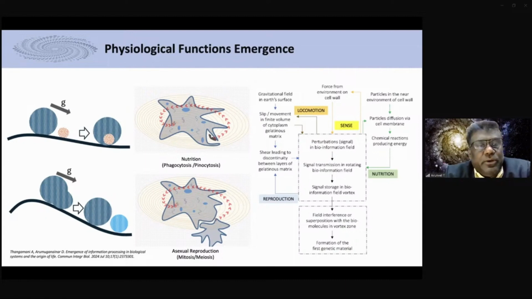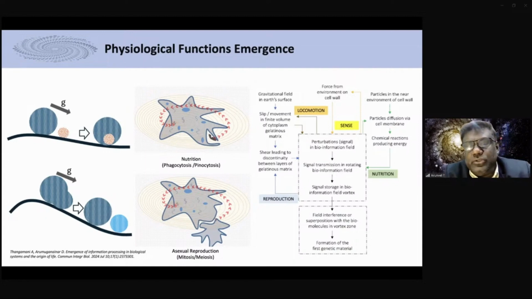And then the next step is reproduction. Reproduction is an extension of locomotion. With the same movement phenomenon, a local movement phenomenon inside the cytoplasm, if a shear occurs between two layers of the cytoplasm, and one layer moves faster than the other, causing discontinuity, such a discontinuity results in a part of the cytoplasm being shed away. And this is how the information vortex learns that a part of the cytoplasm can be shed away. The process is generally called asexual reproduction, or mitosis, meiosis in medical terms.